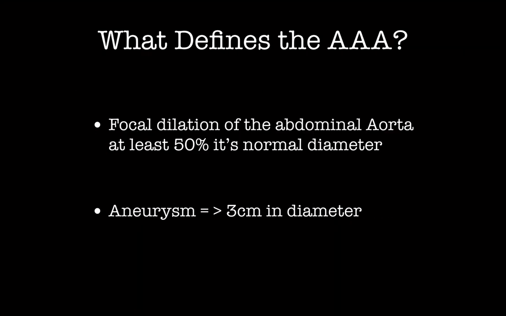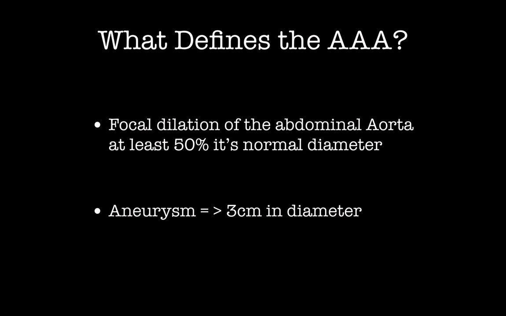So again, let's talk about what defines a AAA. This gets confused sometimes with dissection again. So an abdominal aortic aneurysm is a focal dilation of the abdominal aorta more than 50% of its normal caliber. So what is the normal caliber of the aorta? Well, the aorta gets smaller as it goes from the heart down to the bifurcation of the iliac arteries.